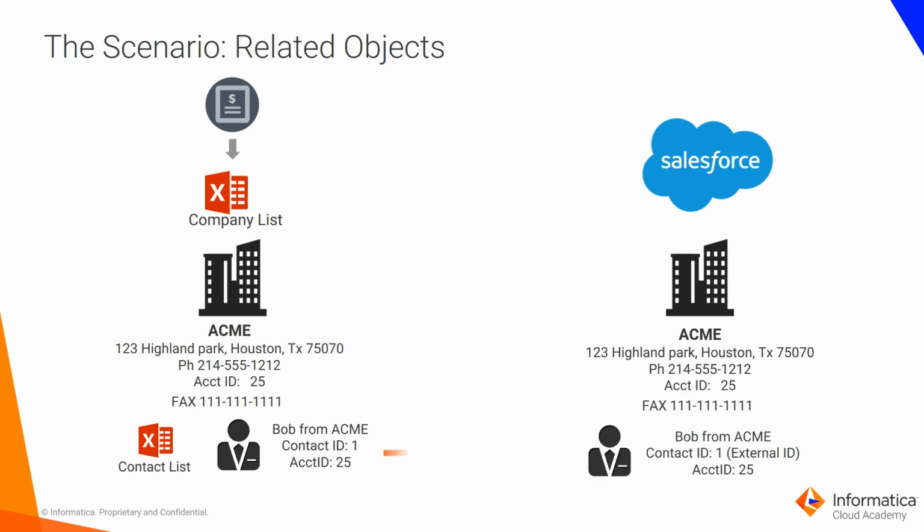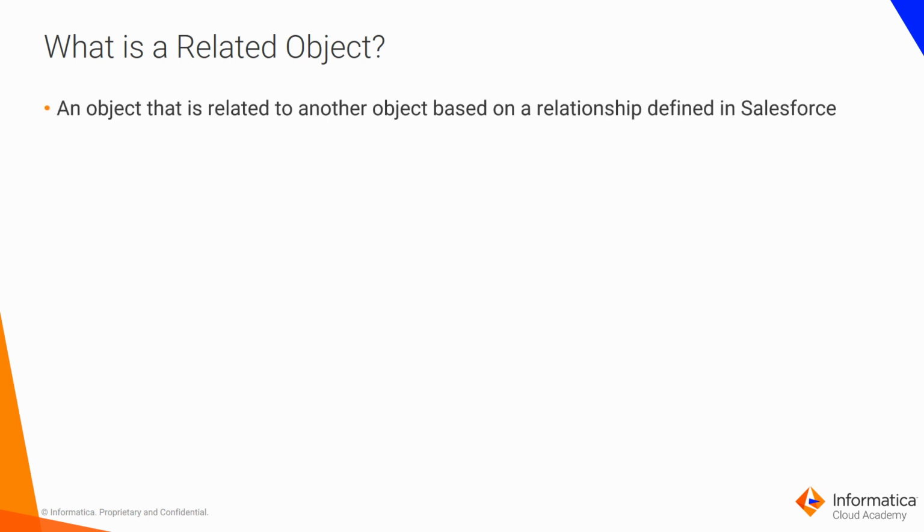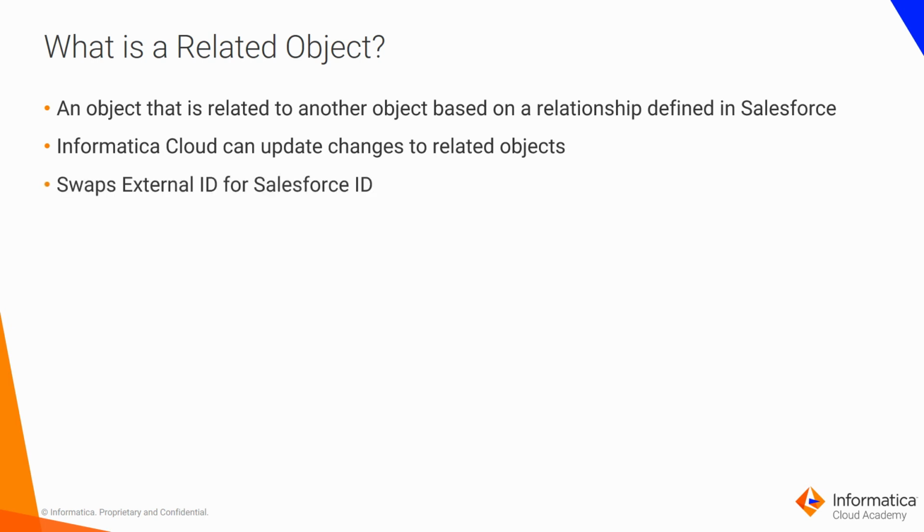When I use Informatica Cloud to upsert the contact data, I can use the Related Objects feature to ensure that the relationship in my external system is translated into a relationship in Salesforce. A related object is an object that's related to another object based on a relationship defined in Salesforce. The data synchronization service uses the external ID to relate objects. Informatica Cloud is able to locate the related record using the external ID and swap in the correct Salesforce ID. You can use this feature if the relationship between objects exists in your source data.